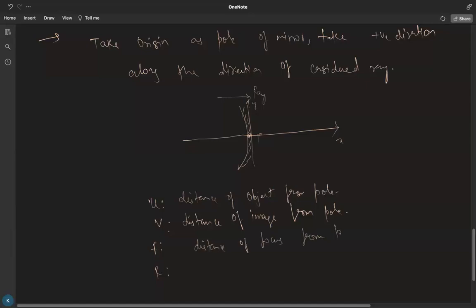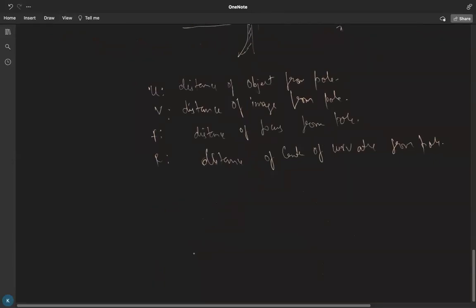So we can assume pole as the origin, right? And you all know that R is the distance of the center of curvature from pole. Some more abbreviations are used here, so let me write them here.